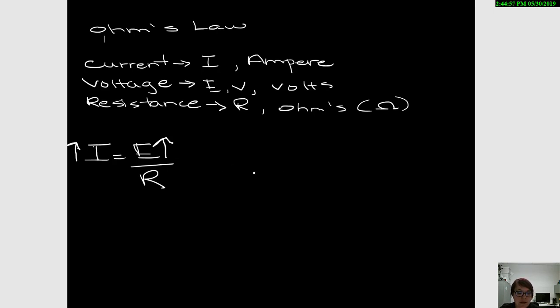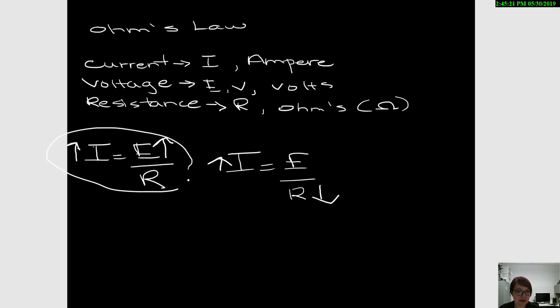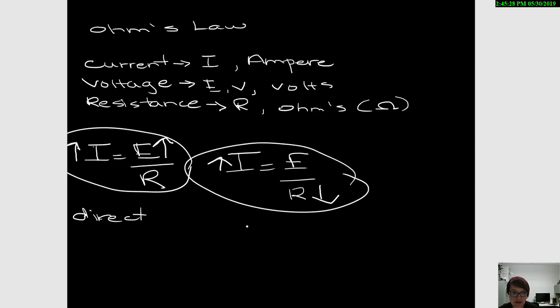It is also true to say that if voltage is constant, unchanging, and if I were to change the value of resistance, current would change indirectly. So it would be known as indirectly proportionate. If R were to go down, current would go up. So in this case here, we have direct proportion. And in this case here, we have indirect proportion.